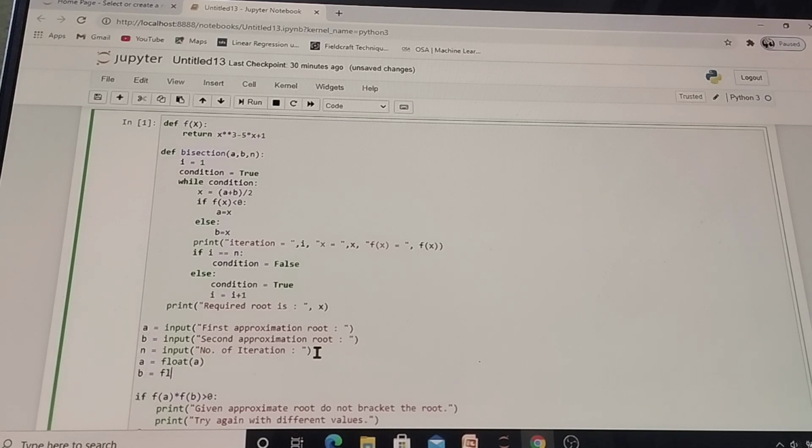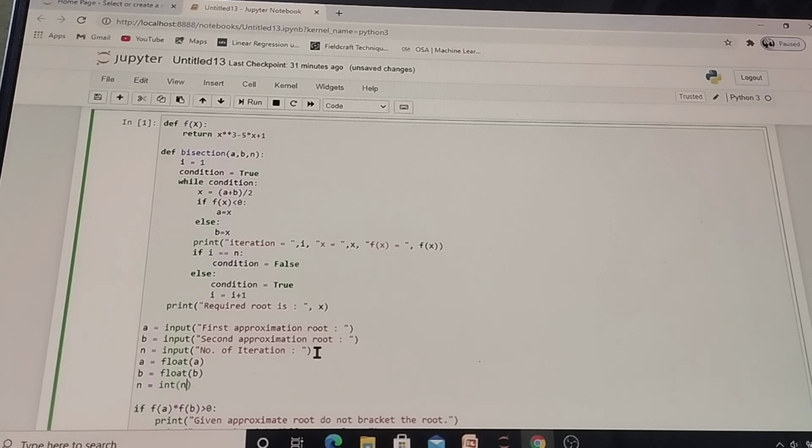Okay, similarly I am going to change it for b also. Okay, and now number of iterations. So number of iterations will be integer type only. Okay, we will not go for the decimal or fraction portion. So we are going to define the type as integer.